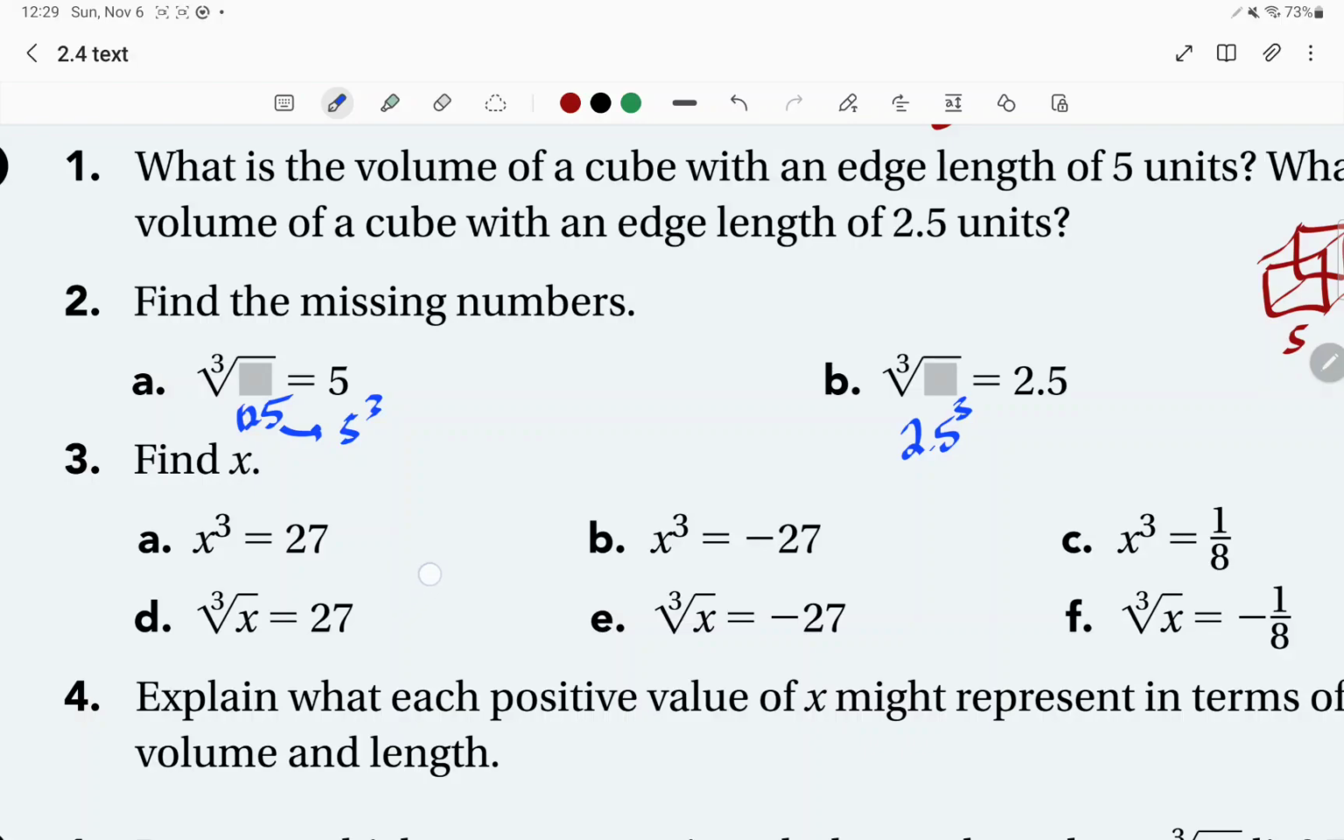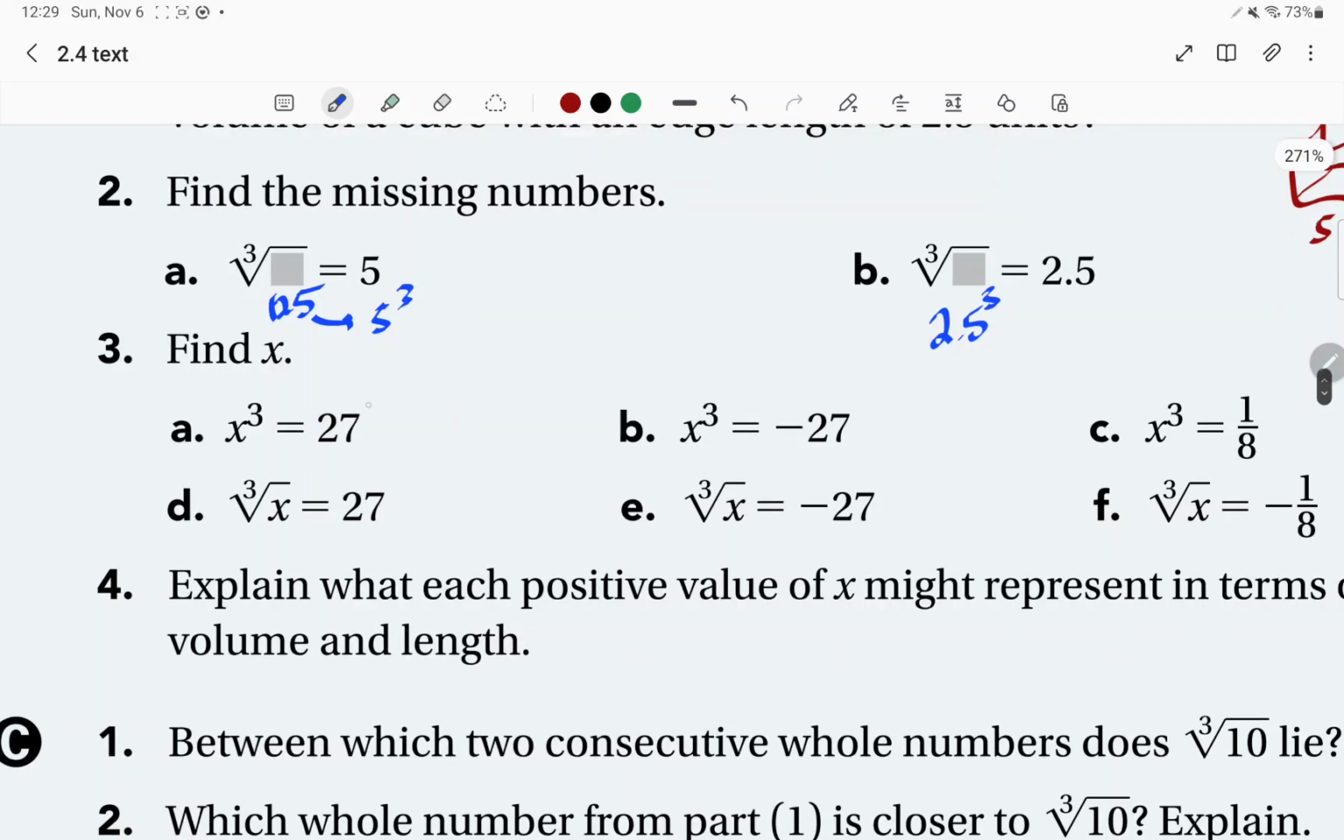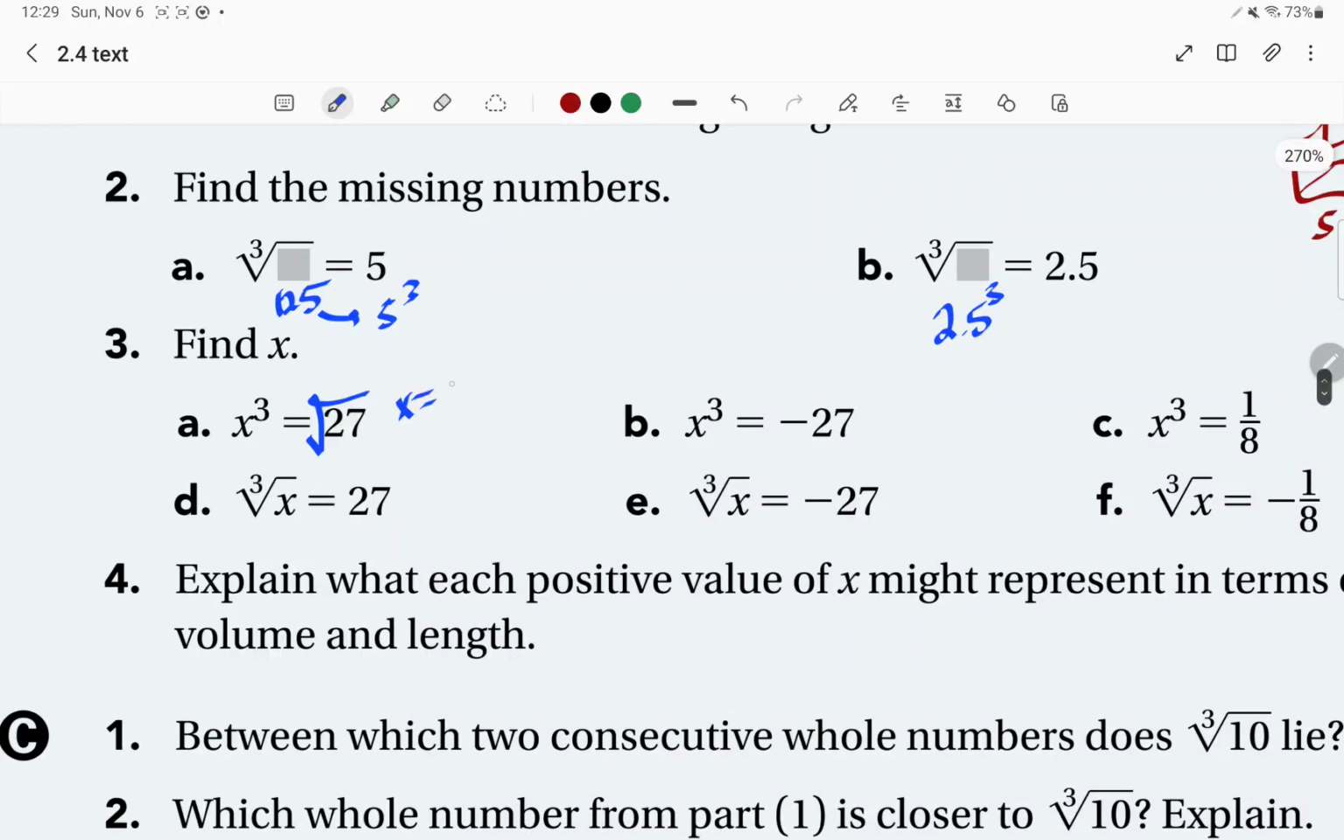Let's jump down to number 3. x cubed is equal to 27. So what number times itself 3 times will give me 27? Remember, that's the same as asking what's the cube root of 27, and x is 3. On B, now it's a negative 27. So what number times itself 3 times will give me negative 27? Well, I know 3 times 3 times 3, but to get a negative 27, those have to be negative 3s. And so your answer is x is equal to negative 3.